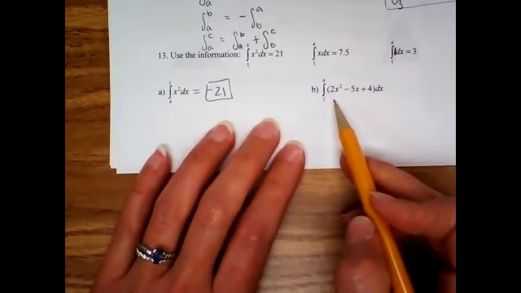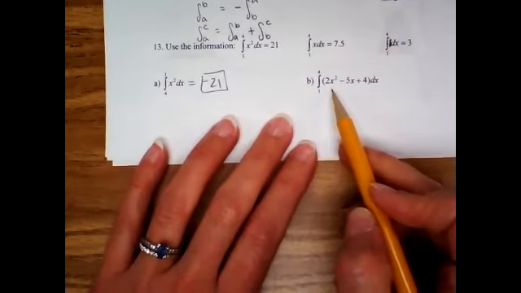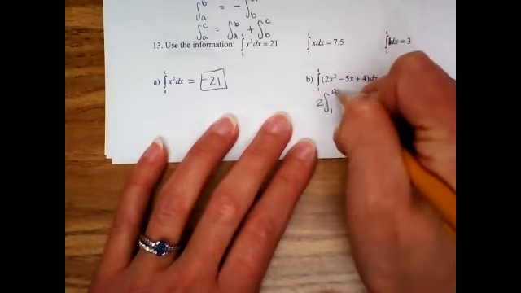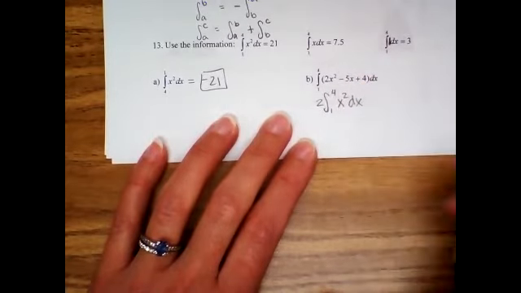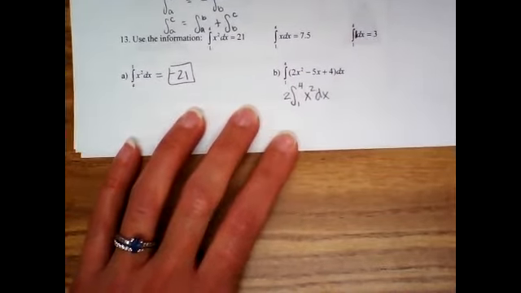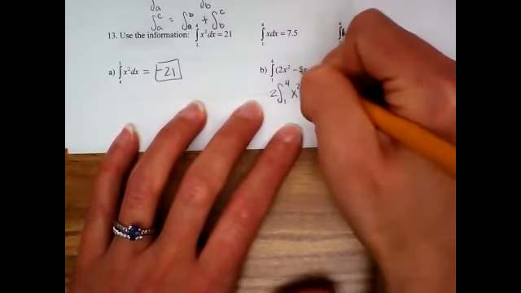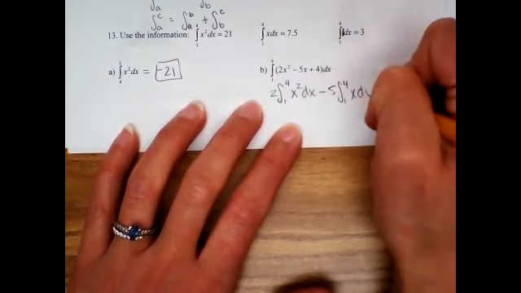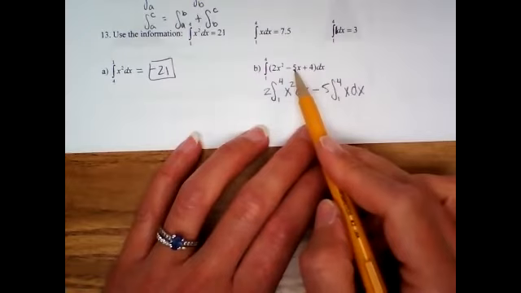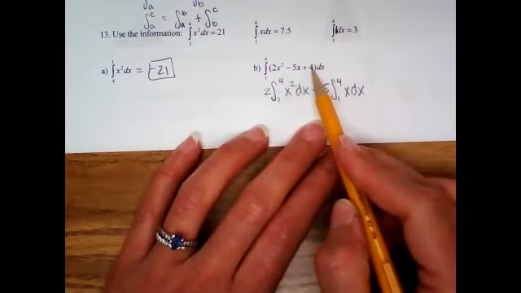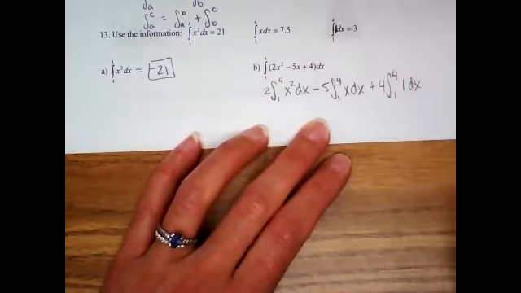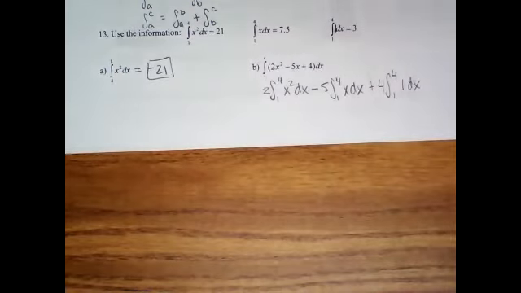For this one, I recommend writing it all separated. This would be 2 times the integral from 1 to 4 x squared. And you're allowed to take the coefficient and put it out front. You can't put a variable outside, but you can put the coefficient out. Minus 5 times the integral from 1 to 4 for x dx. That's the second part right there. And then you want to think of that 4 as 4 times 1. So this is plus 4 integral from 1 to 4 of 1 dx. That's why I always say put the 1 there, because it's not nothing.